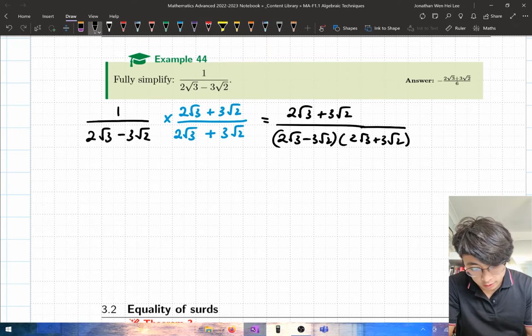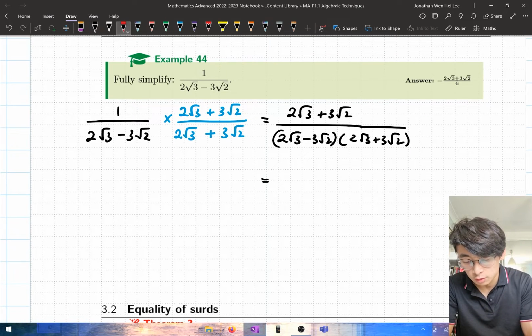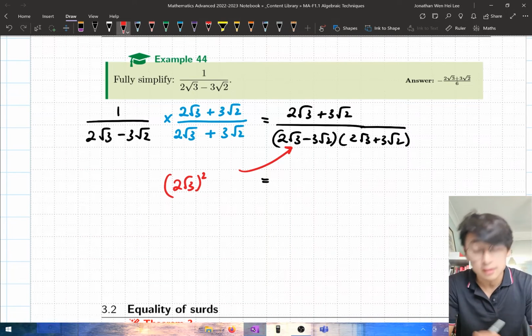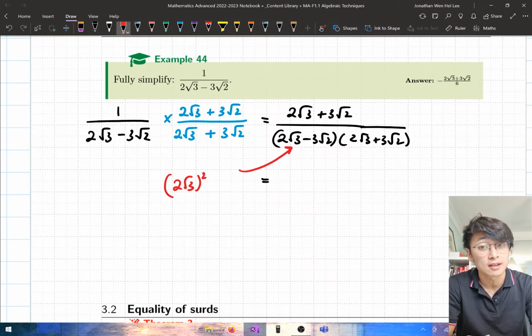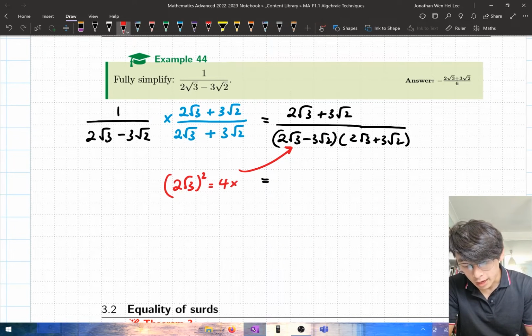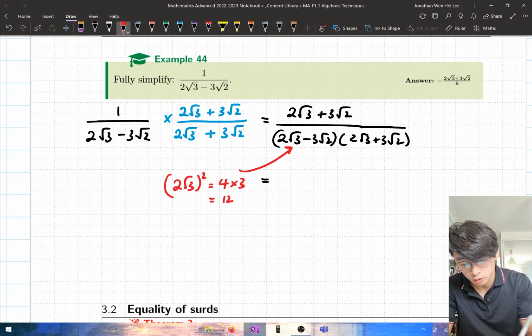So the difference of two squares means that I square the first term. So my first term here is just 2 root 3. And when I square this, I square both the 2 on the outside and that square root 3. So when I square that 2, I'm going to get 4. And when I square that square root 3, I'm going to get 3. And so this will actually give me 12.